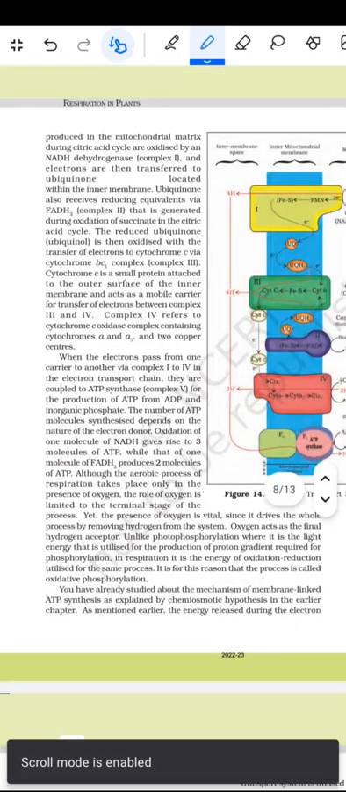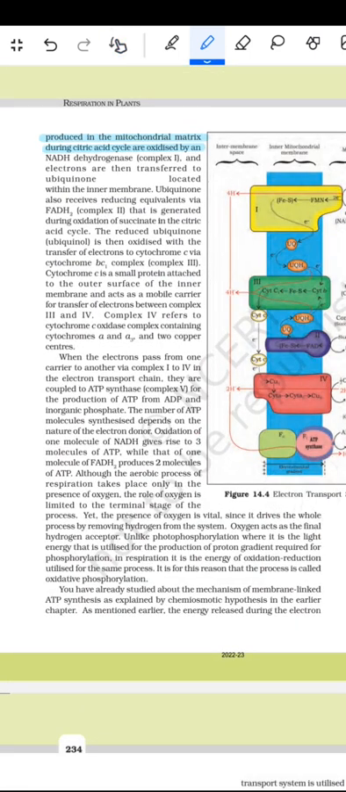Electrons from the NADH produced in the mitochondrial matrix during the citric acid cycle are oxidized by an NADH dehydrogenase complex 1, and electrons are then transferred to the ubiquinone located within the inner membrane. Ubiquinol also receives a reducing equivalent via the FADH2 complex 2 that is generated during the oxidation of succinate in the citric acid cycle.